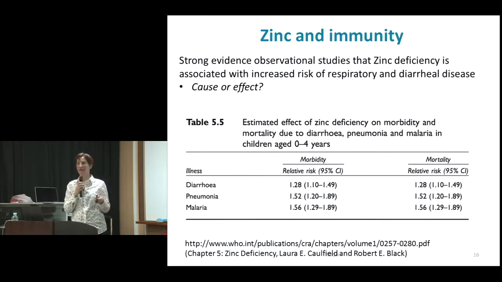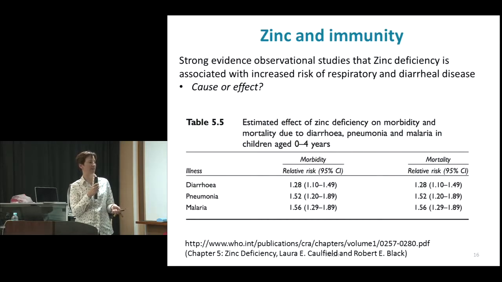So again, we started with observational studies showing that zinc deficiency was associated with increased risk of respiratory and diarrheal diseases. And so here, different disease conditions. Here's your relative risk for being sick, for morbidity. So here, relative risk of 1.28, so that means a 28% increased risk of becoming sick with diarrhea in children who were zinc deficient compared to those that weren't.